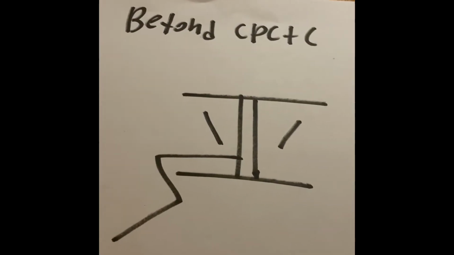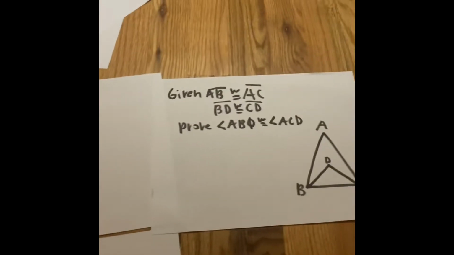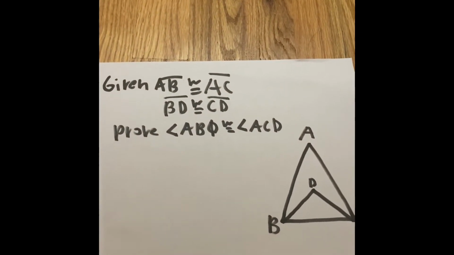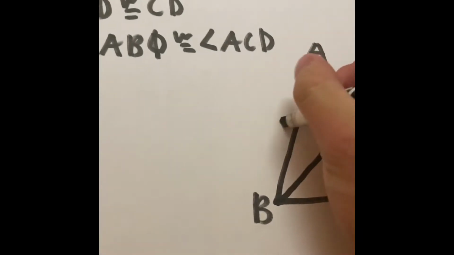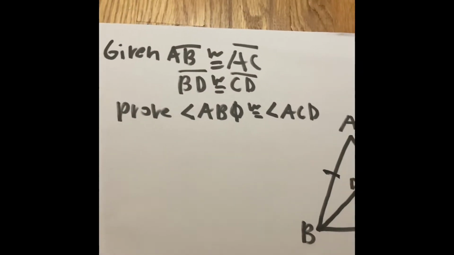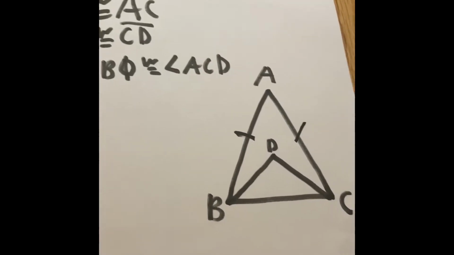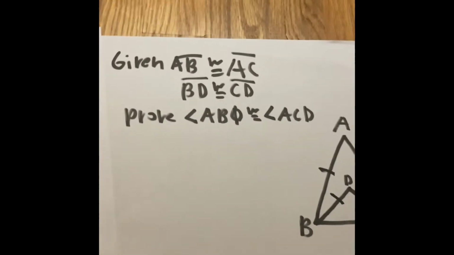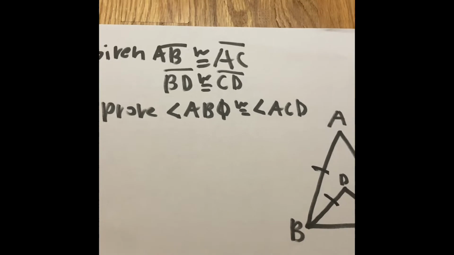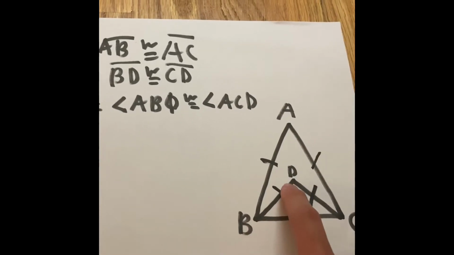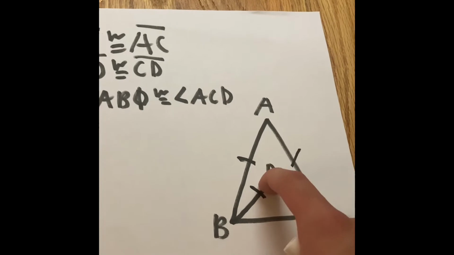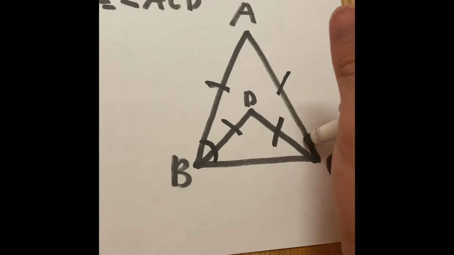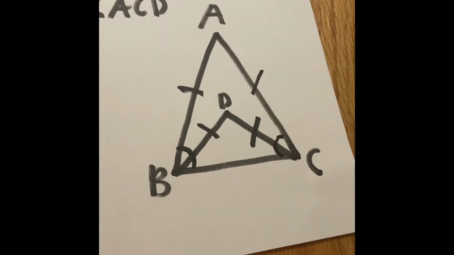So to understand what is happening, we're going to try and solve this proof. So given segment AB is congruent to AC, it also explains to us that segment BD is congruent to segment CD. So BD and CD are going to be congruent. But the question is, how can we prove that ABD and ACD are congruent? How can we prove that this angle right there is congruent with that angle right there?